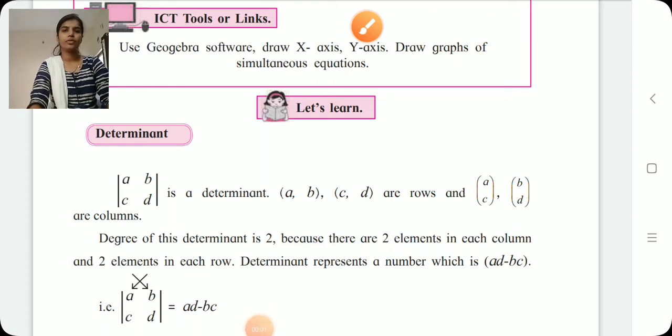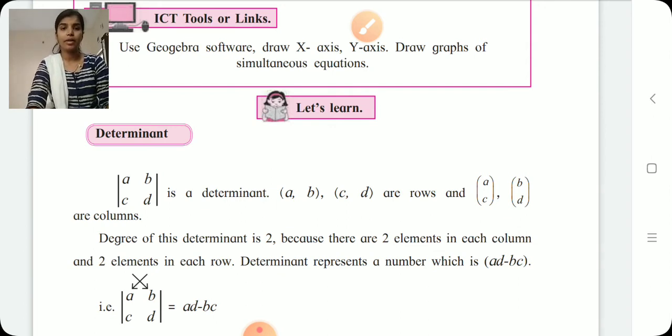Okay, students, today we are going to start our next topic, determinants. So what are determinants? You want to see that determinants are written in two vertical lines with columns and rows. Here one example is given.